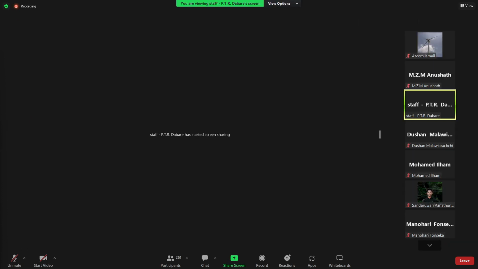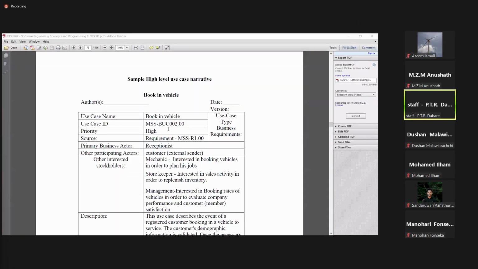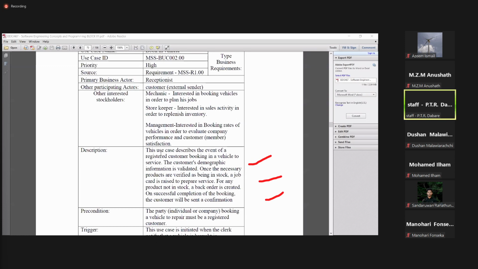So, how to write a narrative? That is what is explained here. So, you also have to follow the same method. Write the use case name, use case ID. You can write the priority, whether high or not, as it's given in the book. Then who are the primary business actors and other actors? Who are the other interested stakeholders? You can write them. Give a clear description, right?